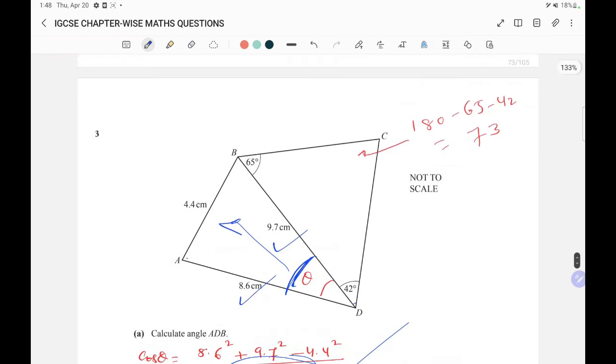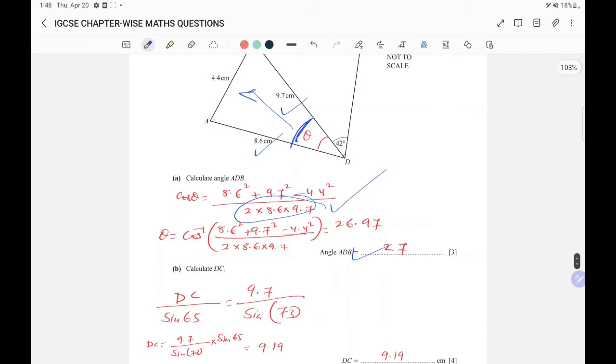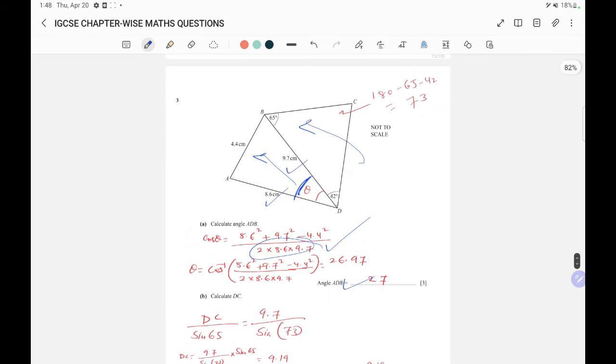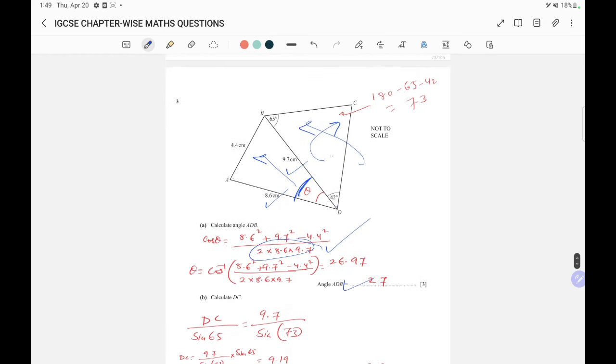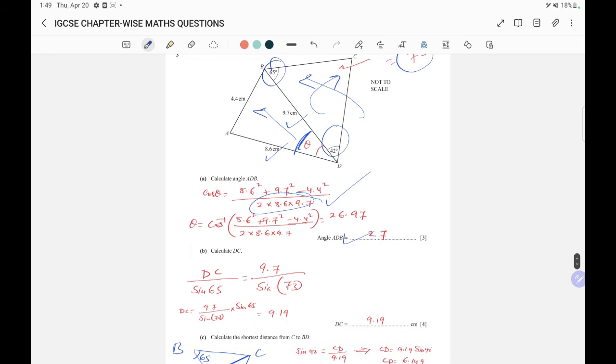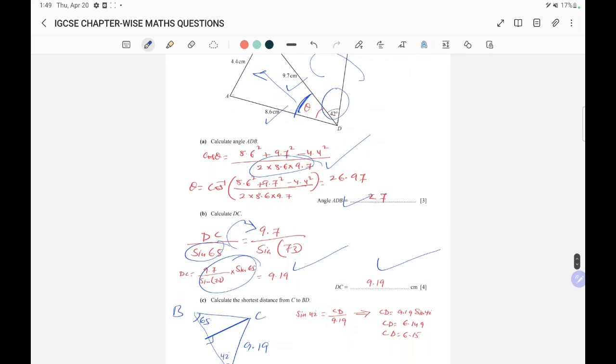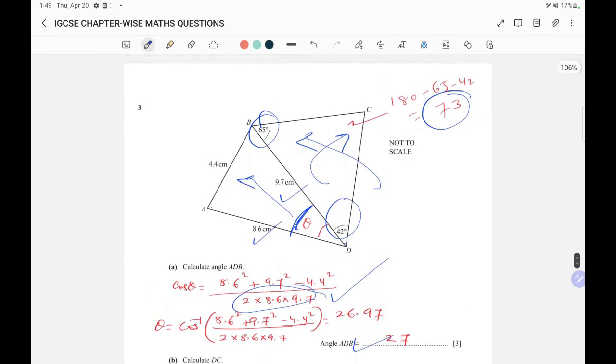Now calculate DC. So DC, yeah, we can apply sine rule, right? Here, DC over sine 65 and 9.7 over angle C. How will you find angle C? This is 180 minus, subtract 65 and 42, that's 73. So just take 65 over here. So 9.7 over sine 73 times sine 65, just calculate, you will get 9.19. That is DC.